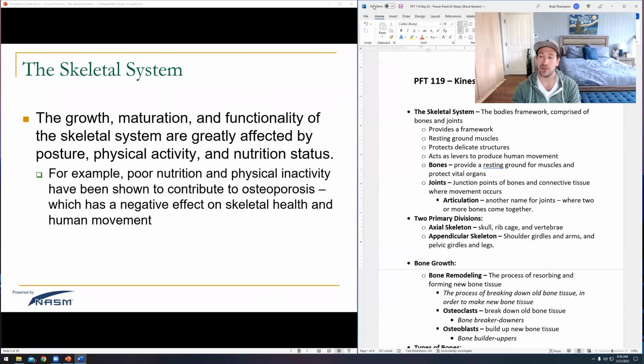And so we can have an effect on that remodeling process through physical activity. And that's really a big part of what we're going to talk about today.